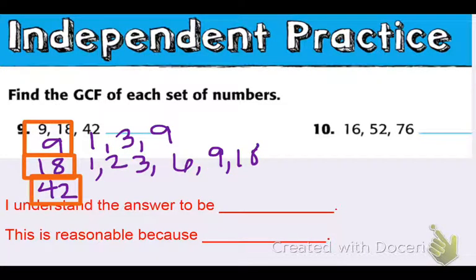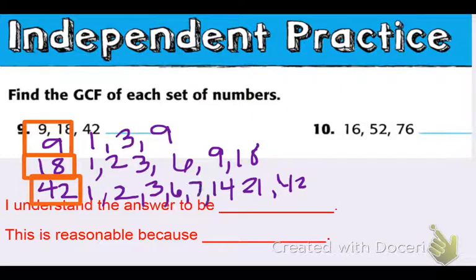Let's move on to 42. 1 times 42. I know 2 will work because it's an even number, so I can chop it in half. What's half of 42? 21. So 21 times 2. 3 also works. 3 will multiply times 14 to give you 42. 4 won't work. 5 is not a factor. 6 times 7 is 42. 8 won't work. 9. I'm done.